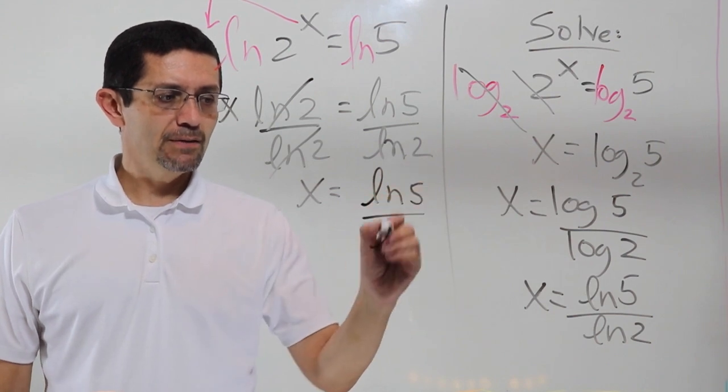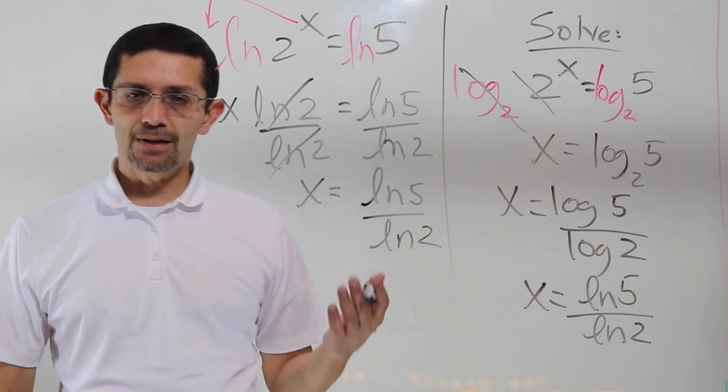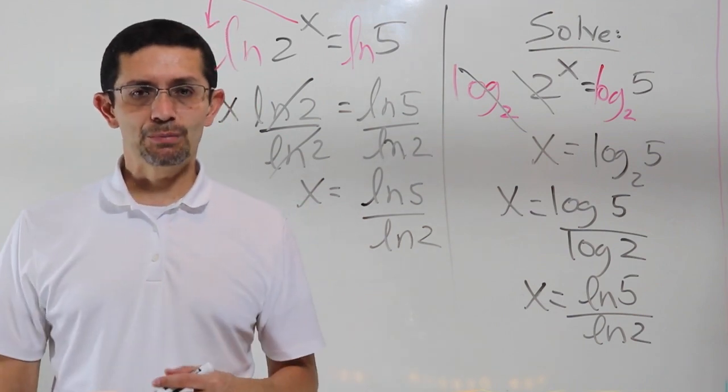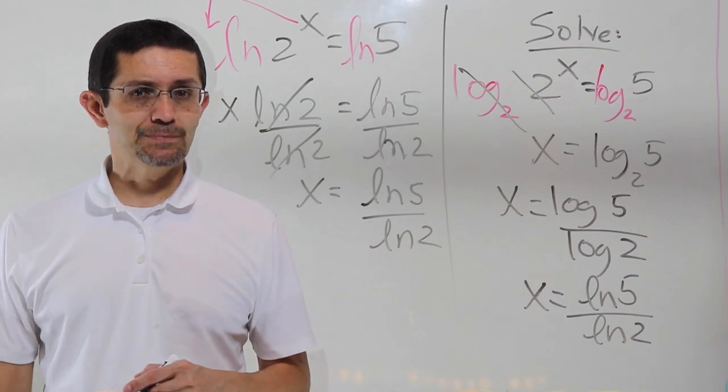Therefore, ln of 5 over ln of 2, and that's a valid answer. Put it in the calculator, three to four decimal places, and that's your final answer. Let's practice one more of this type.